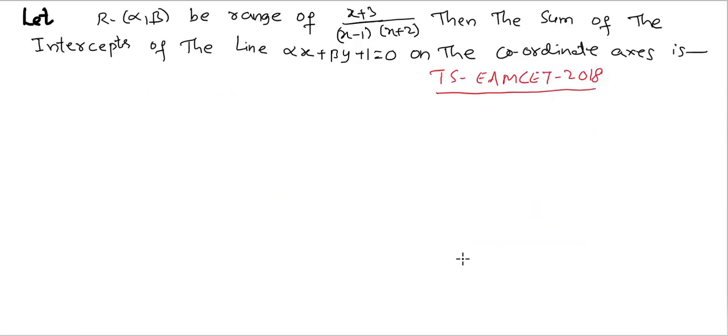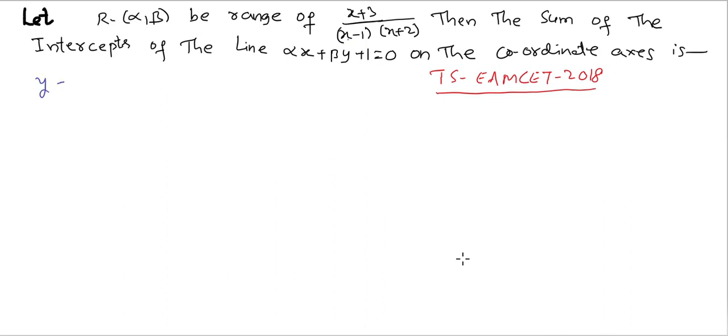Let R minus (alpha, beta) be the range of (x + 3)/((x - 1)(x + 2)). Then the sum of the intercepts of the line alpha x + beta y + 1 = 0 on the coordinate axes is ___. This is a TS EAMCET 2018 question. First we find the range of the given function.